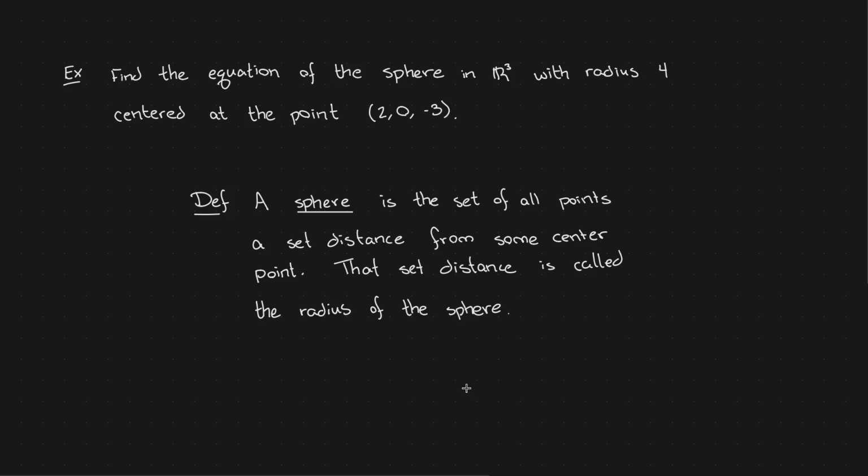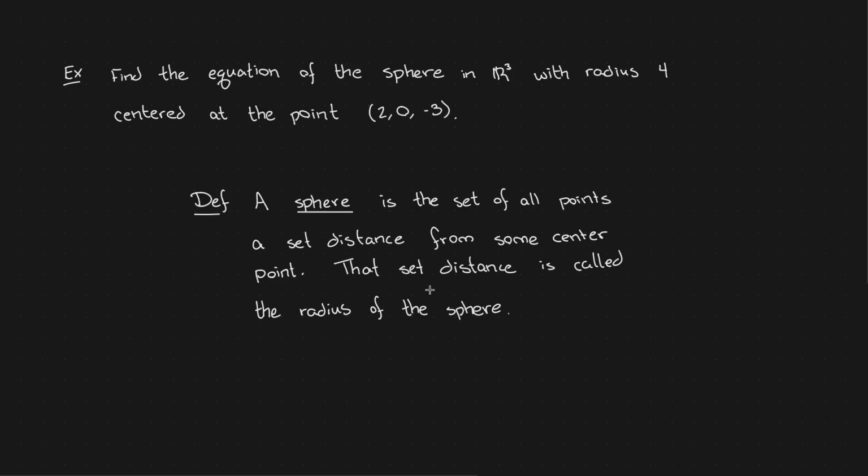Okay, and so here we see how we can actually figure this out. It's all the points a set distance from the center point. And we just talked about the distance formula for R3. So we can use that formula to find the equation of a sphere. All right, so we know what the set distance is. We want a sphere of radius 4. We know what the center point is.